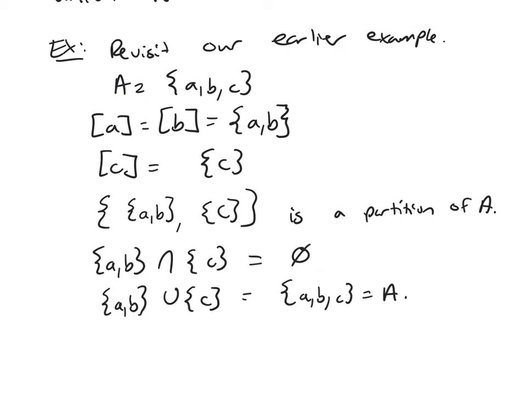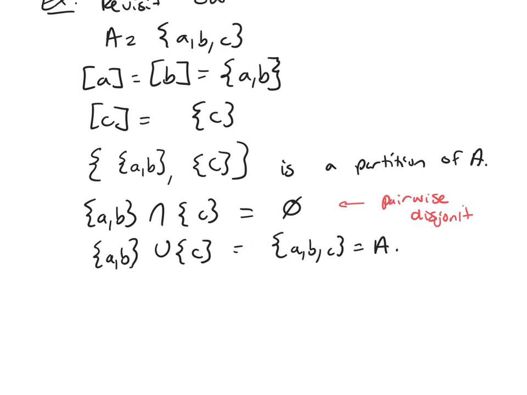So I meet the two conditions of being a partition. The first one tells me that the sets are pairwise disjoint. And then I meet the second condition that the union of my sets is A.